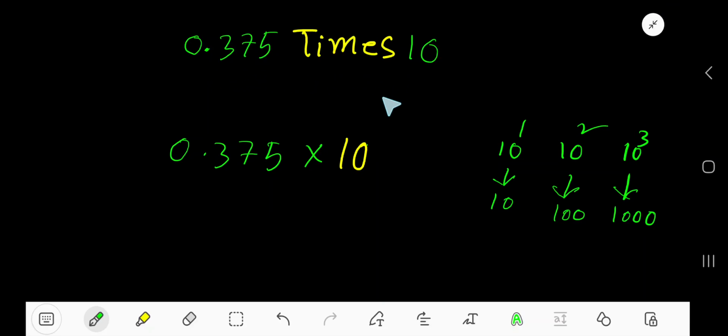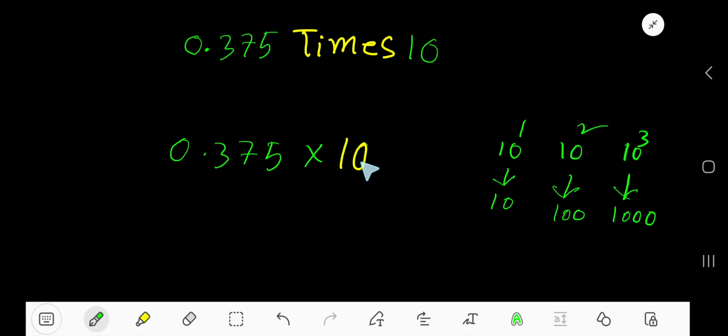0.375 times 10. Okay, here look, 10 is a number which is a power of 10, that is 10 to the power 1, meaning 10th. So it is easy to multiply, right? This number is less than 1. Look, to show that this number is less than 1, we have used 0.375 here.